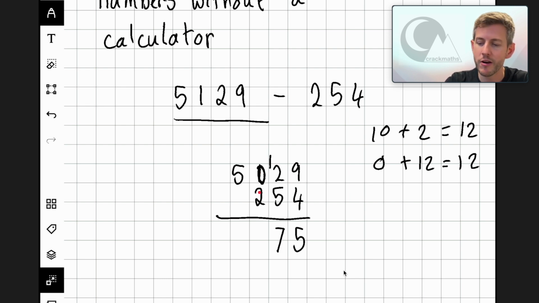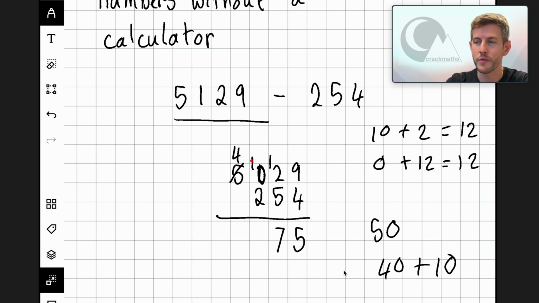And then I have 0 take away 2. So 0 take away 2 can't be done. So I look at the number next to it. So I've got 50 take away 2. Okay, 50 can be thought of as 40 plus 10. So instead, I turn this into a 4 and I make this a 10. So we've got 10 and we've got 40. Okay, so this number here is still 50, but it's just written differently.